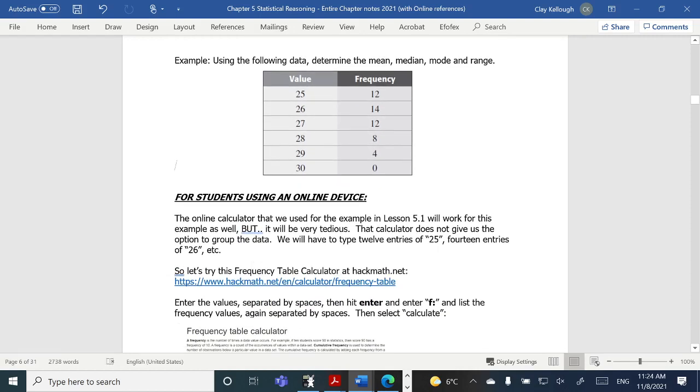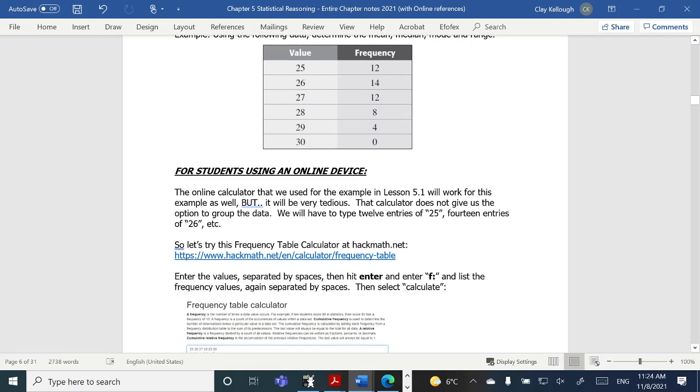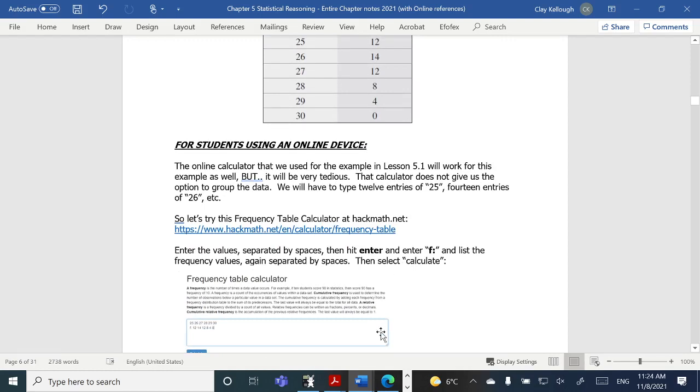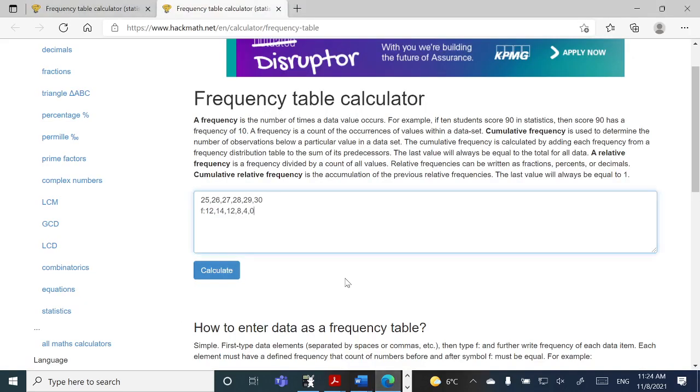If you go to their main page, it'll probably ask you what calculator you want, but this address here gets you right to it. And here I am at that address. So I'm entering the left column, which is all of my data points. And then in the right column, I'm telling the calculator how many times each data point happened.